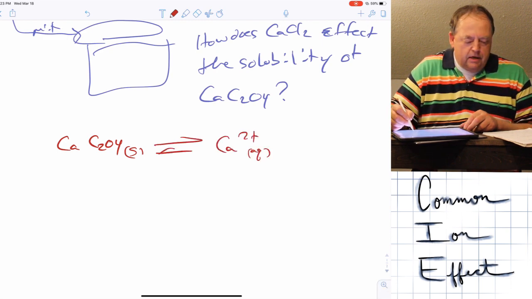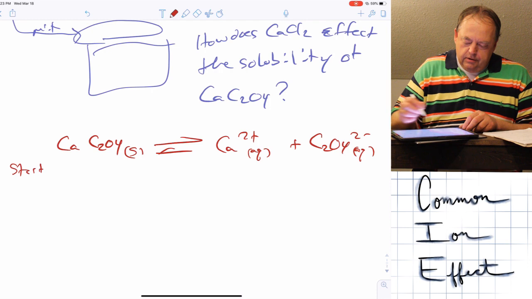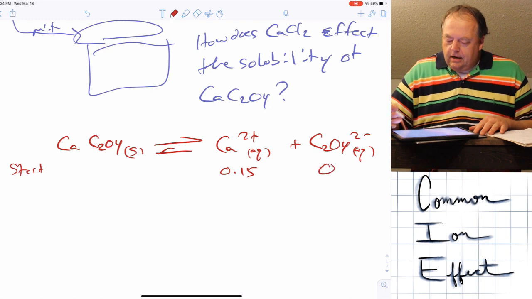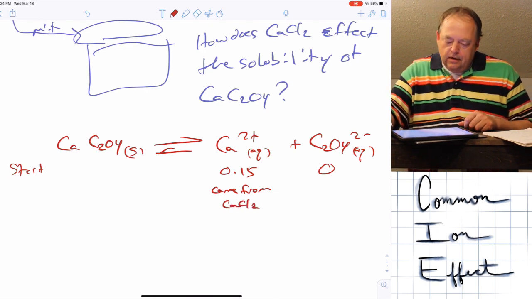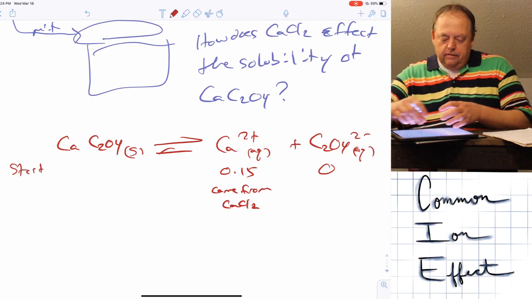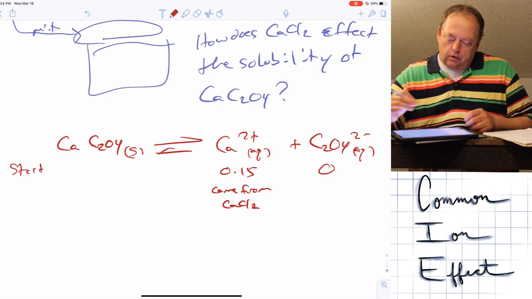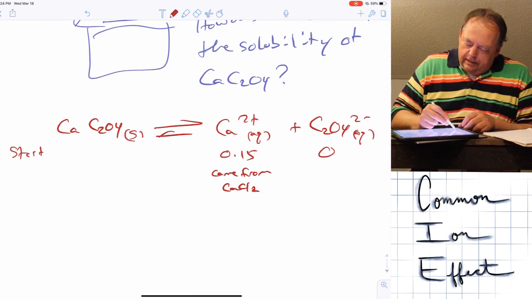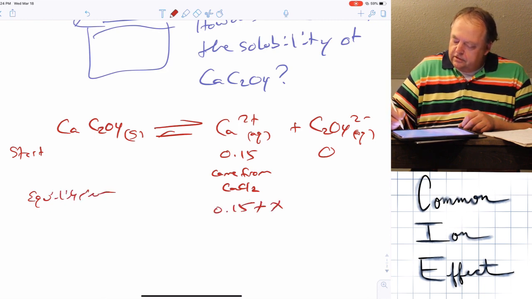So we'll try this equilibrium again. And now the start for calcium 2 plus is 0.15 molar, because that came from the calcium chloride. And at the start of the dissolving of the CaC2O4, there's no C2O4 2 minus in solution, but there already is some calcium 2 plus in solution because of the calcium chloride that was present. And so then at equilibrium, there's now 0.15 plus x of this, and there's x of that.